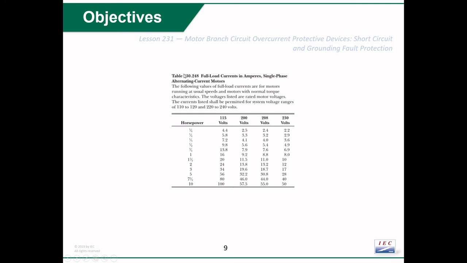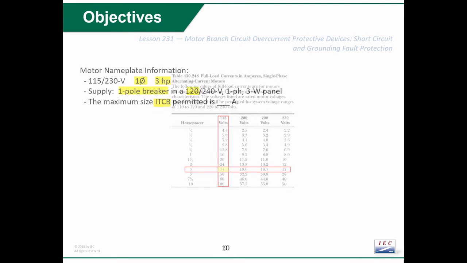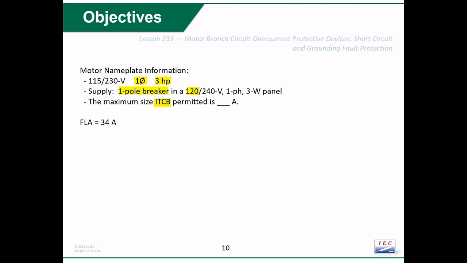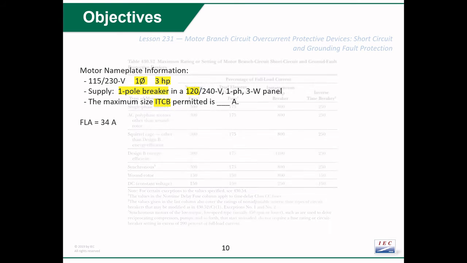So we reference 430.248. We know that since it's hooked up to a 120 circuit, the motor is going to be rated 115, so we're going to check our 115 volt column. We know that it's a 3 horsepower motor, so we check the 3 horsepower row, and we can see that the full load current for this particular motor would be 34 amps. So we'll plug that in here to our page.